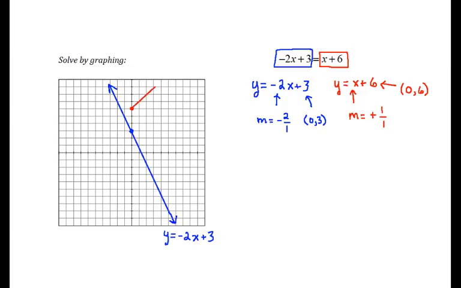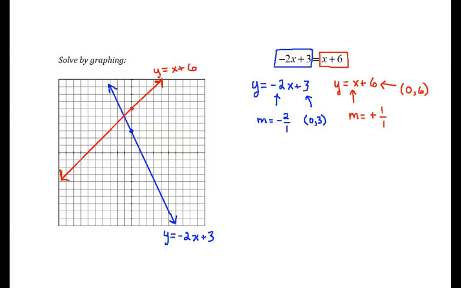Let's start from this direction first and then come back and fill it in both directions, trying to go through every little grid intersection in order to have that slope of 1. Okay, pretty good. And this is the line y equals x plus 6.